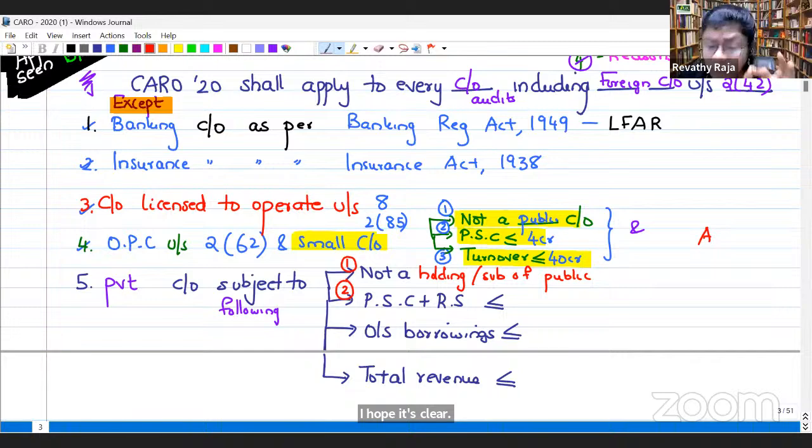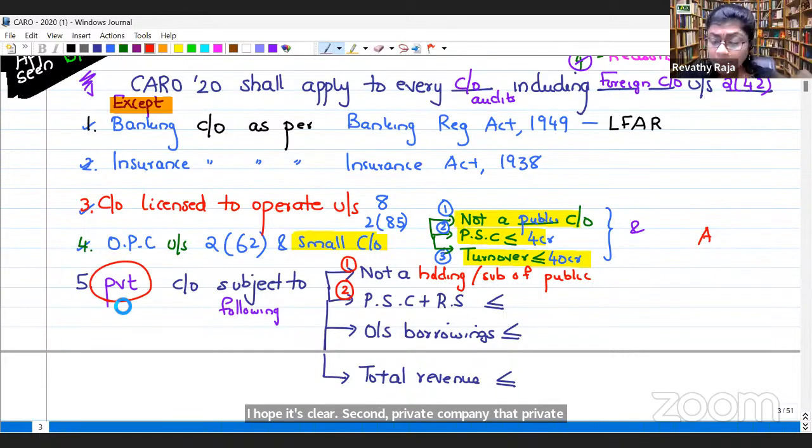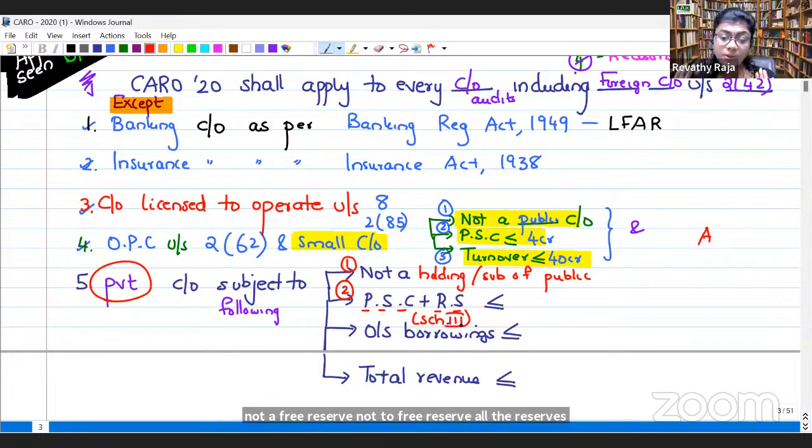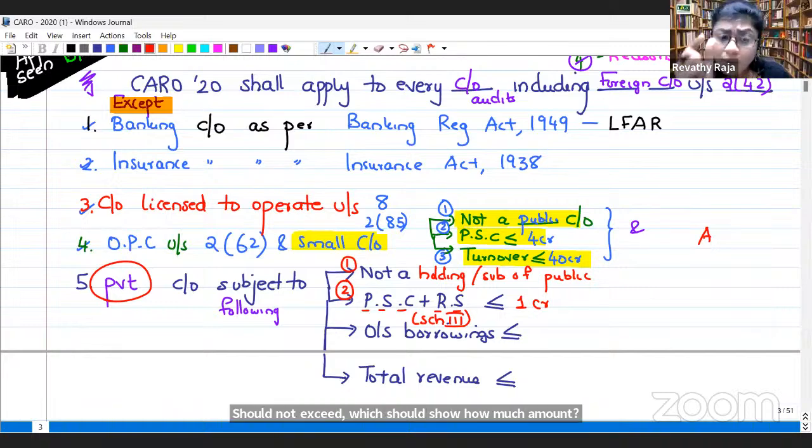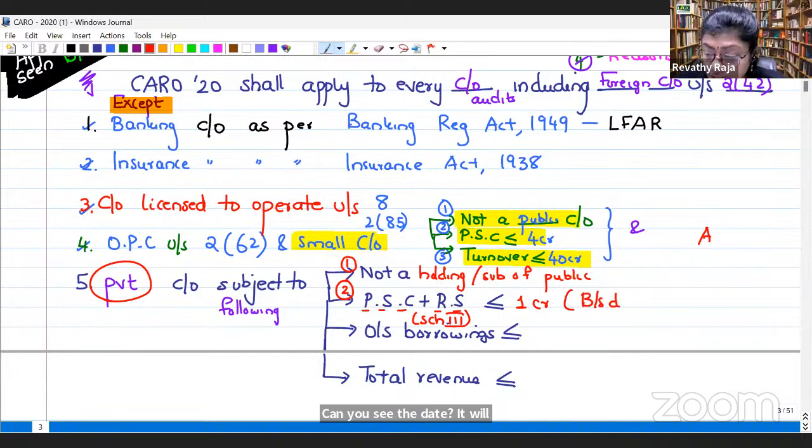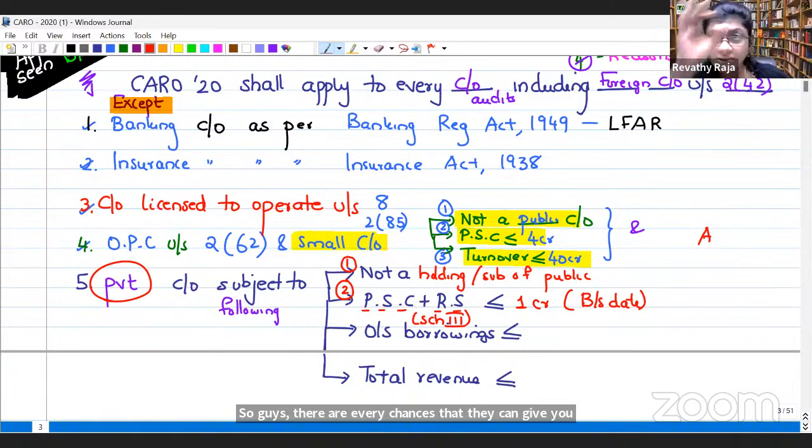Second, that private company's paid up share capital plus reserves and surplus, paid up capital plus not just free reserves but all the reserves, as per Schedule 3, should not exceed how much? 1 crore. As on which date will you see? It will be seen as on the balance sheet date of the year. So guys, there is every chance that they can give you an extract of a balance sheet and say it's a private company, is CARO applicable? From the extract, you have to calculate paid up capital plus all the reserves and surplus.